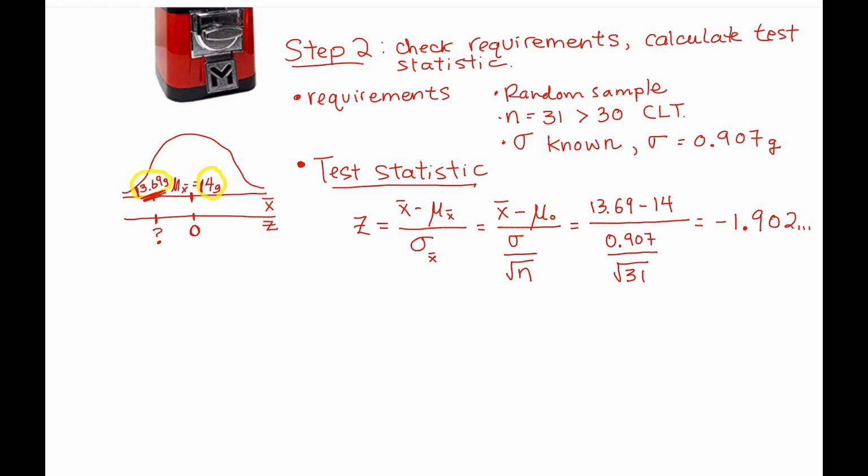This is the value I get. Since it's a z-score, I am going to be rounding to 2 decimal places, and I will be using the standard normal table. So this is the z-score I get. This is basically telling me that our sample mean of 13.69 grams is almost 2 standard deviations below the mean. So in the null distribution, the null value of 14 grams is almost 2 standard deviations away from our sample data. So let's move on to step 3.